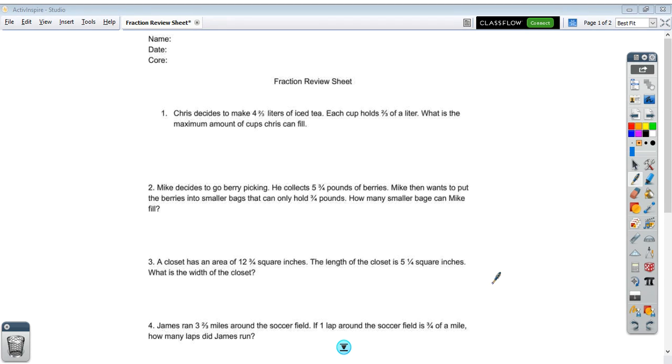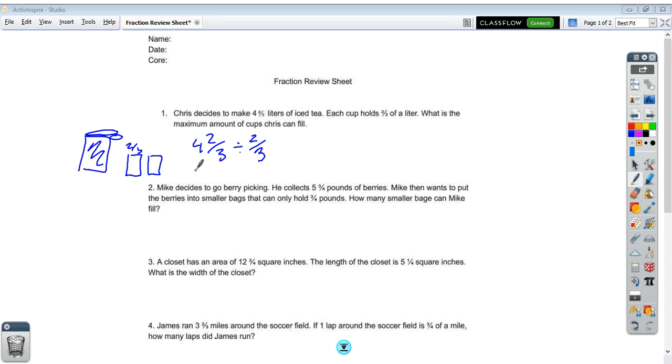Problem 1 says, Chris decides to make 4 2/3 liters of iced tea. Each cup holds 2/3 of a liter. What is the maximum amount of cups that Chris can fill? So as I look at this problem, I need to think, okay, we've got a pitcher that Chris is trying to get water out of, and he's put it into these cups. And each cup is 2/3 of a liter. And so he's dividing everything he has in here into the cups. So we're going to take 4 2/3 divided by 2/3.